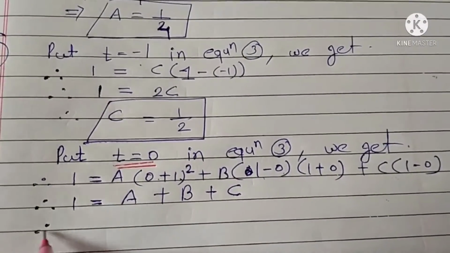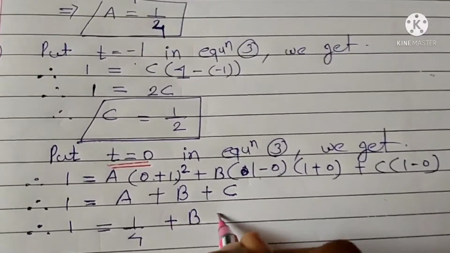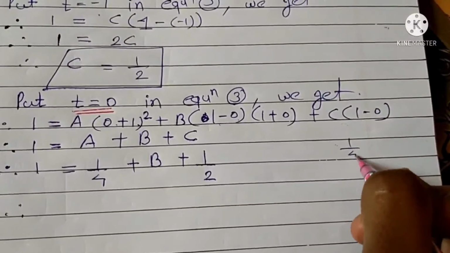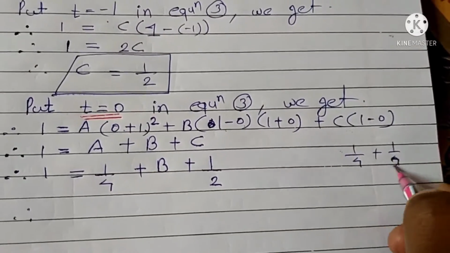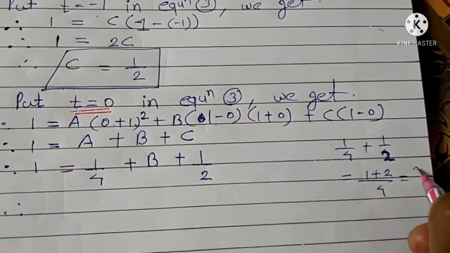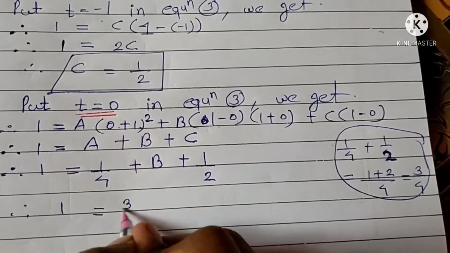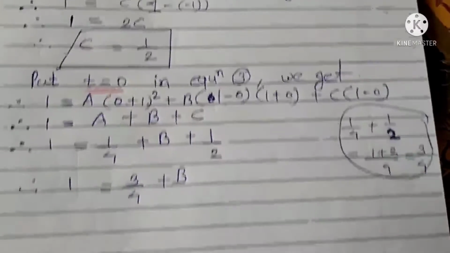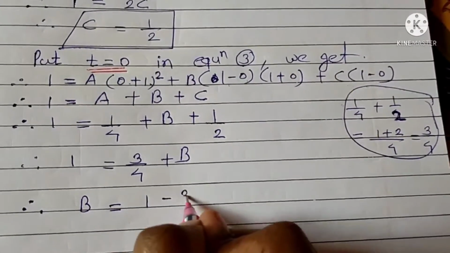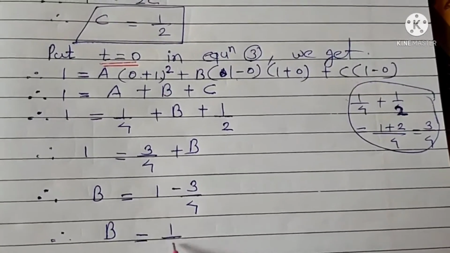Now put all the values of a, b, c. a is equal to 1 by 4, we have to find the value of b, and c is equal to 1 upon 2. So now calculate this: 1 by 4 plus 1 by 2, so it is 1 plus 2 upon 4, which is equal to 3 upon 4. Therefore 1 = 3/4 + b. So b = 1 − 3/4, and this implies that b = 1/4.